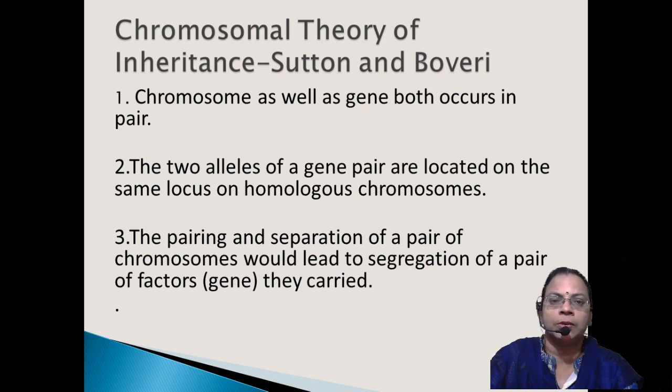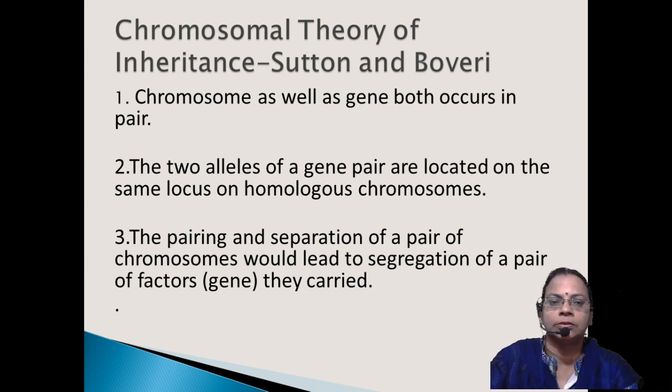This theory was proposed by Walter Sutton and Theodore Boveri in 1902. So they proposed the major points, that is, the chromosomes as well as the genes both occur in pairs. If you are taking human beings, 23 pairs of chromosomes, and in each and every chromosome, the genes are in pairs. That means each gene, each character is controlled by a pair of genes.